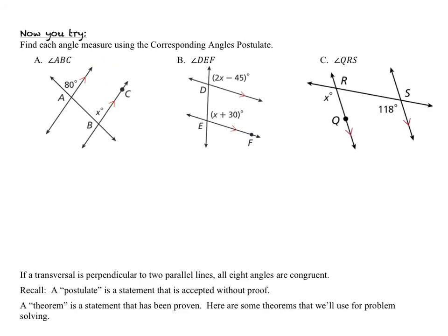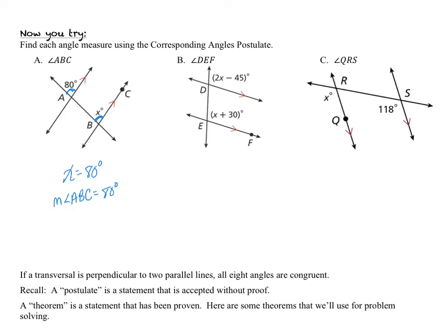Okay, find each angle measure using the corresponding angles postulate. Well, we know that this angle is 80 and angle x corresponds to that, so x is going to be equal to 80 degrees. So the measure of angle ABC then is equal to 80 degrees.